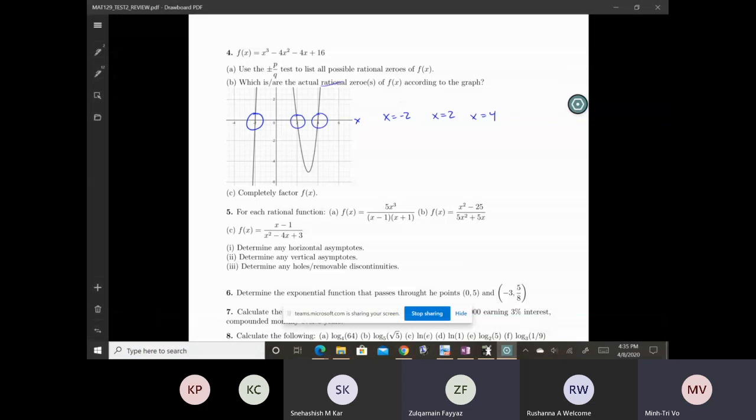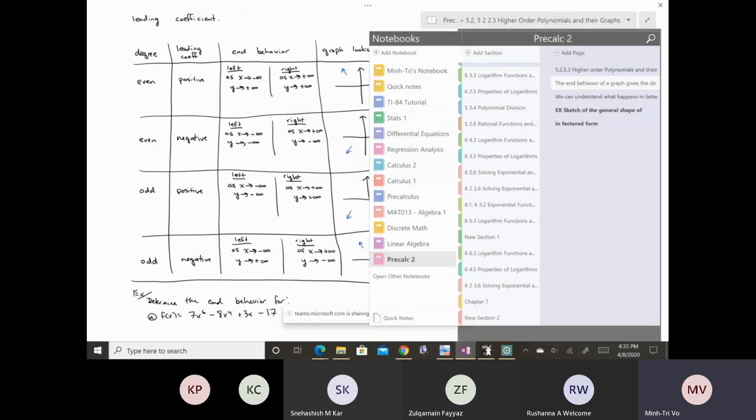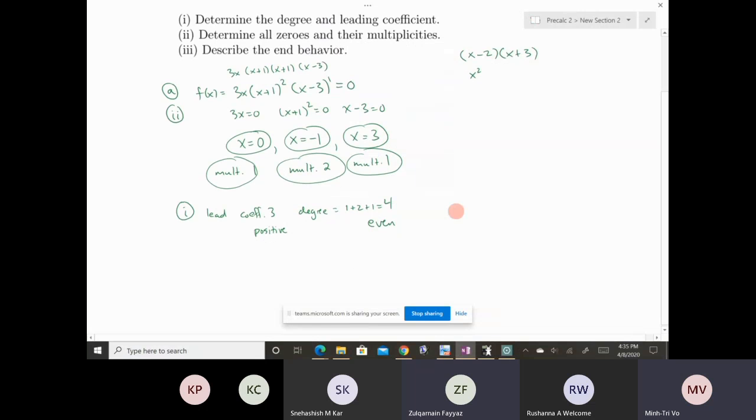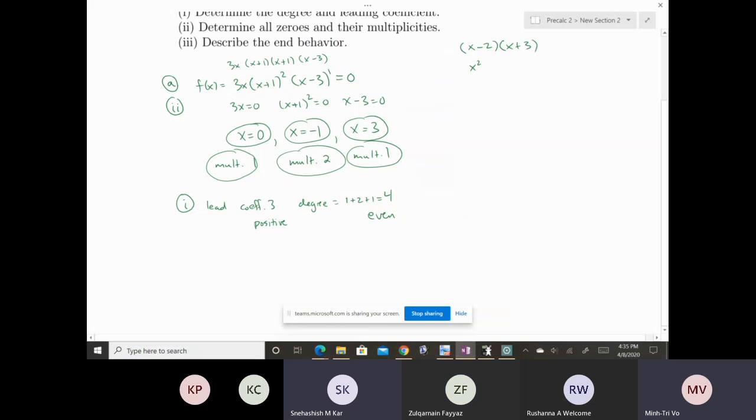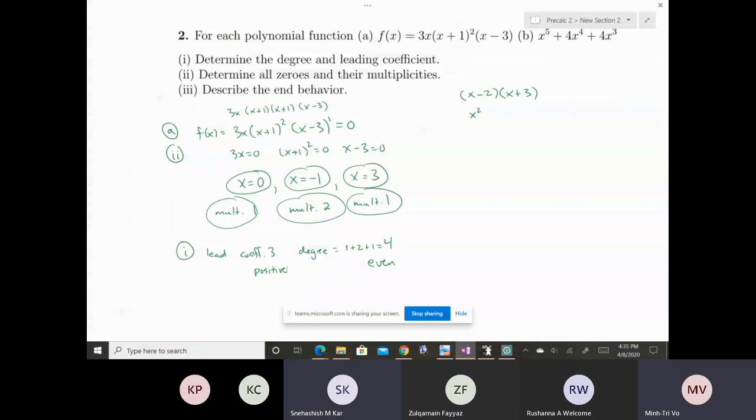So what did we do before? In problem 2, you are given the polynomial already in factored form, at least this one, right? This is already factored. And where did the zeros come from? You separate the factors and you get them one by one like this, right? So now we want to work backwards. We have the 3 zeros. We need to figure out what each of the factors are now.